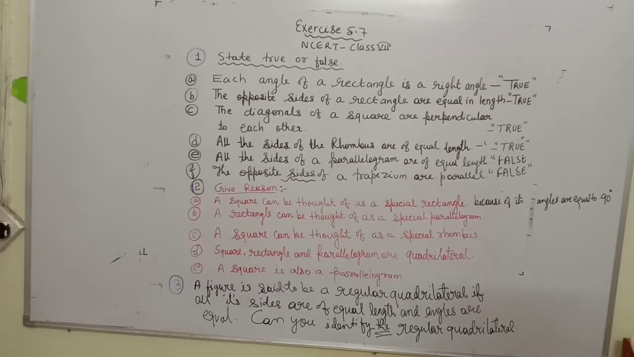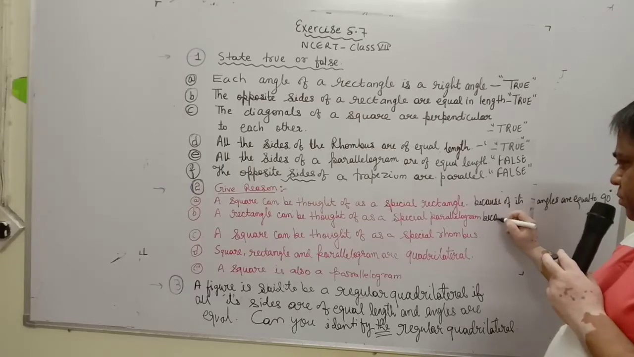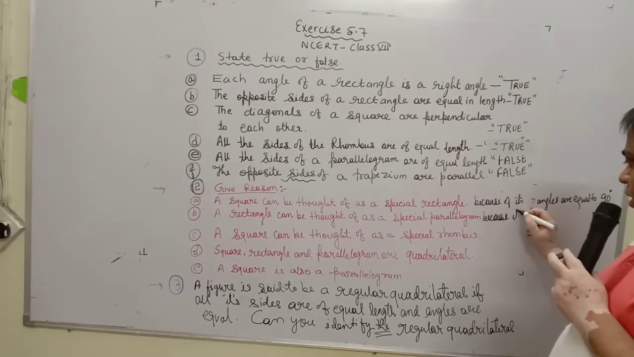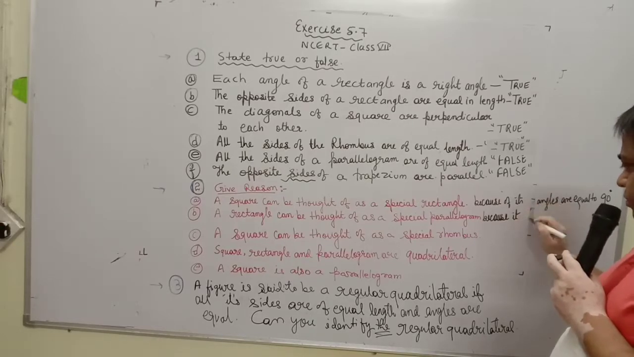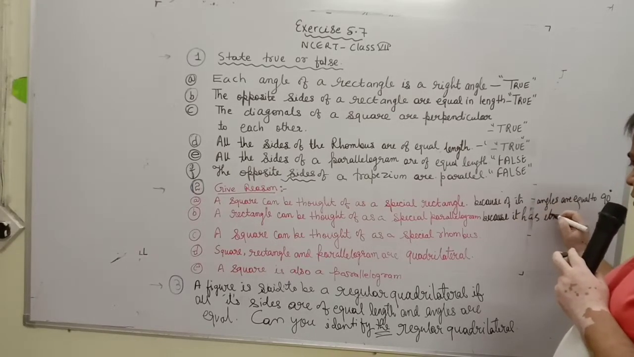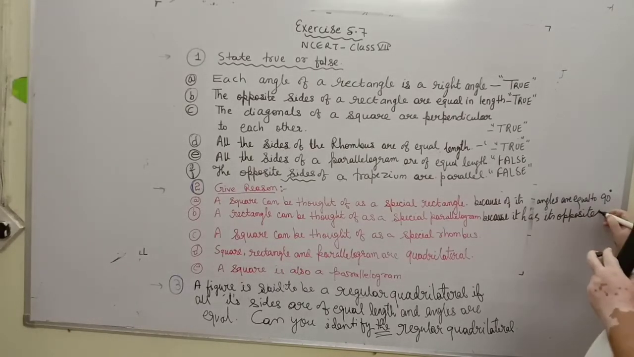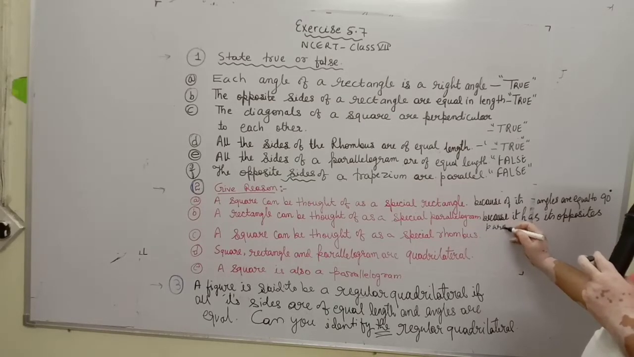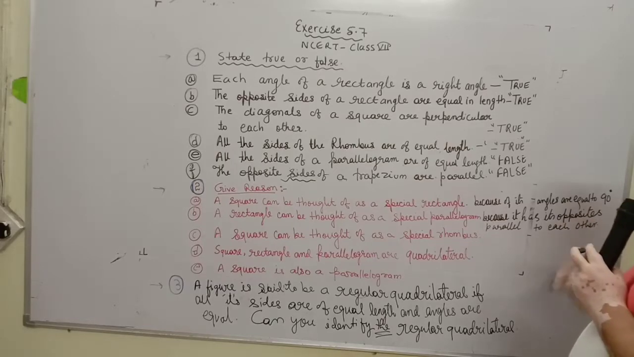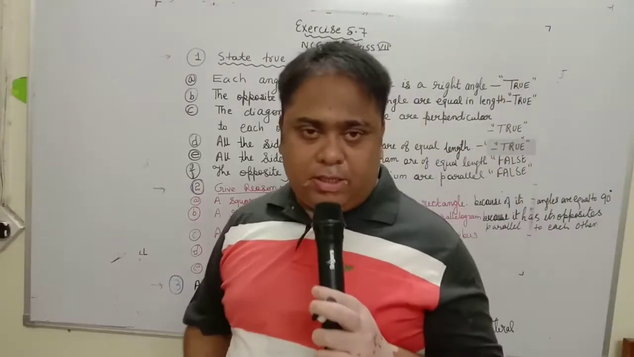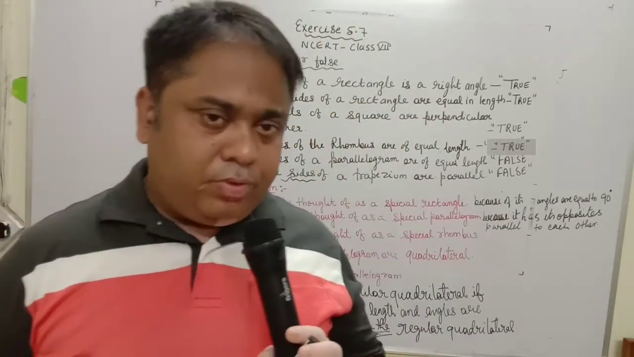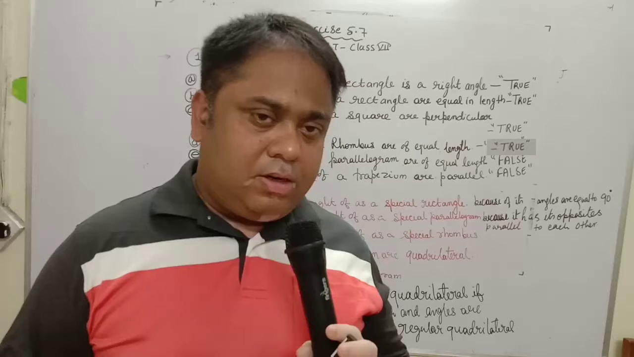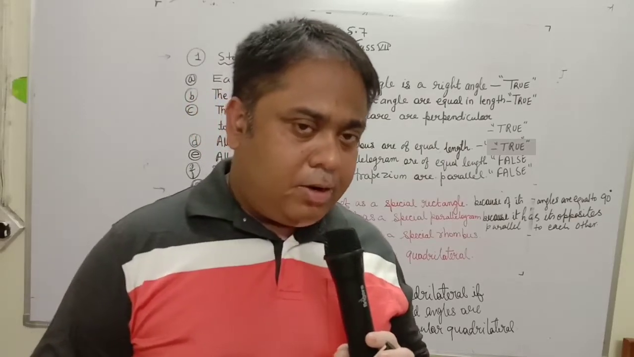Second is, a rectangle can be thought of as a special parallelogram. Yes, because it has its opposite sides parallel to each other. Since the opposite sides of a rectangle are parallel to each other, this is true for a parallelogram also. Therefore, a rectangle can also be considered as a special parallelogram.